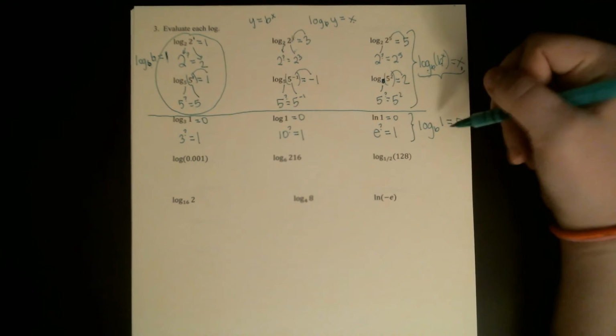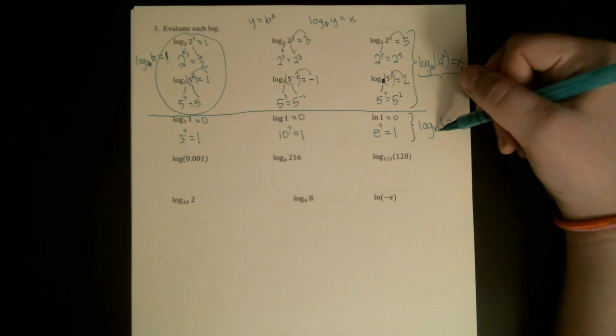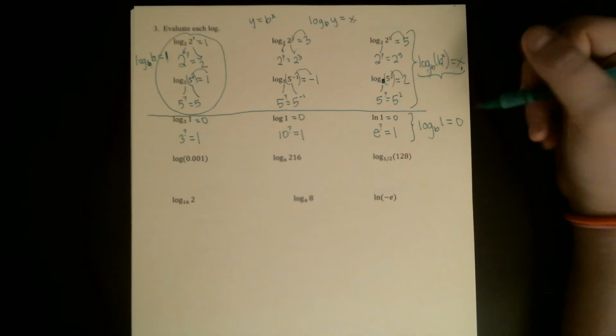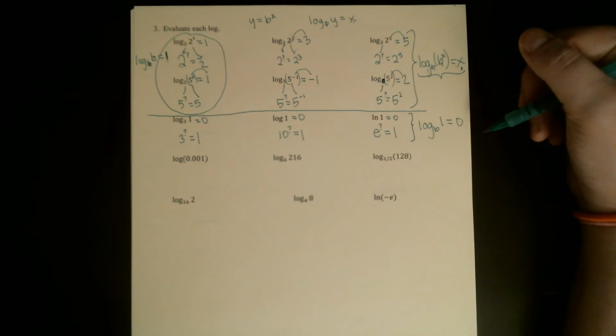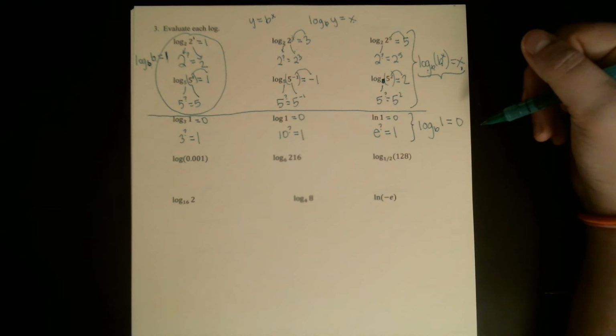I shouldn't need to write any restrictions on the fact that we don't want to get 0 to the 0, because the rule about logs is their bases are always positive and not equal to 1. So I don't have to worry about that happening. No 0 to the 0s happen there.